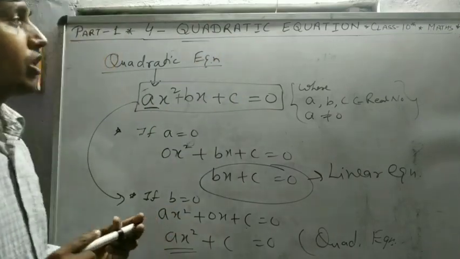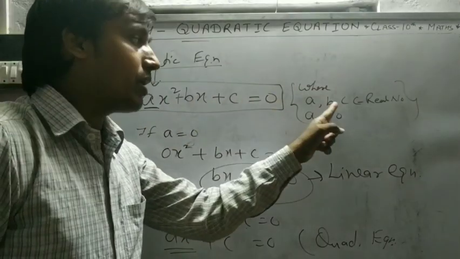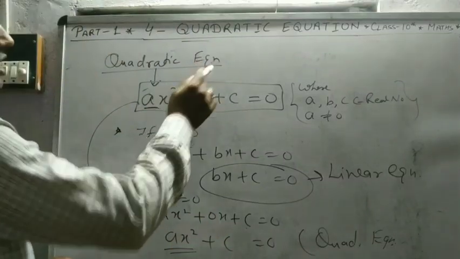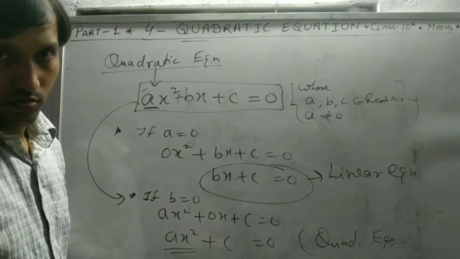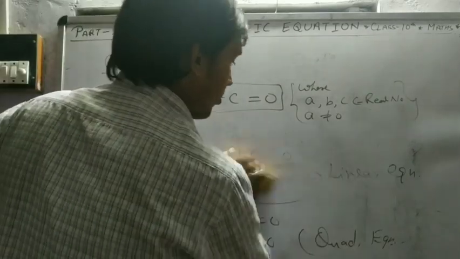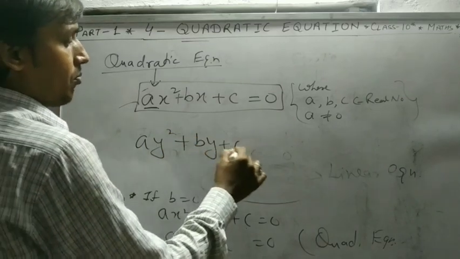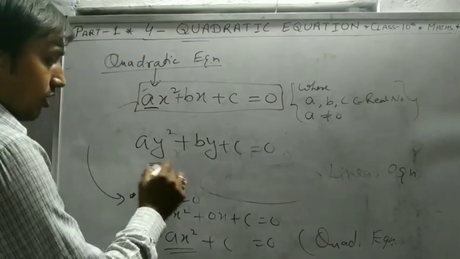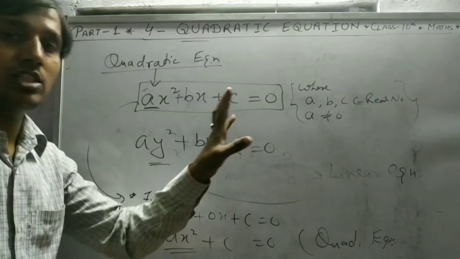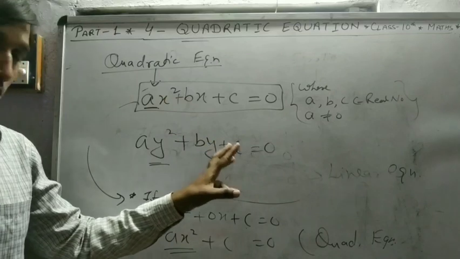The standard form of a quadratic equation is ax square plus bx plus c is equal to 0, where a, b, c belong to real numbers, but a can't equal 0. And this is the quadratic equation for x. You can also take the quadratic equation for y: ay square plus by plus c is equal to 0. Here this equation is for y and this equation is for variable x. A, b, c in both cases are constants, that is real values. Okay, first note down, pause the video.